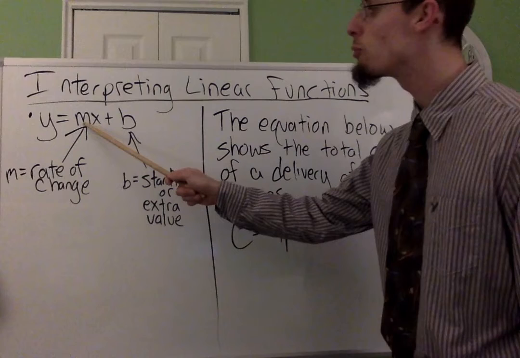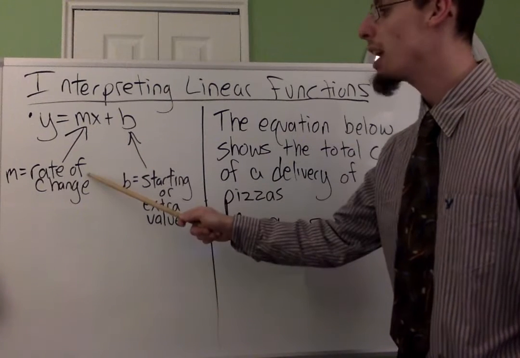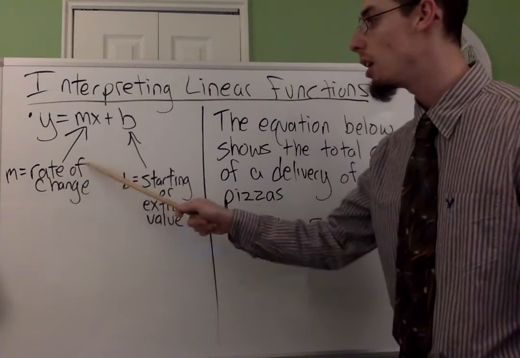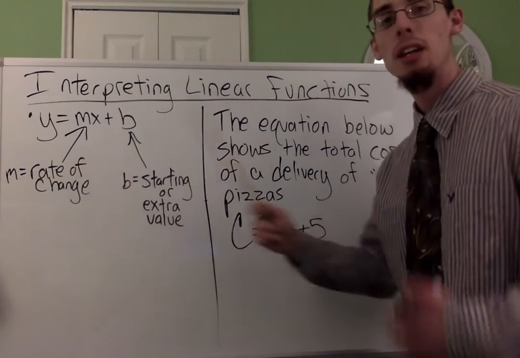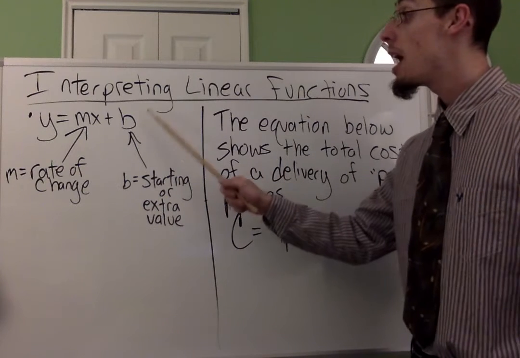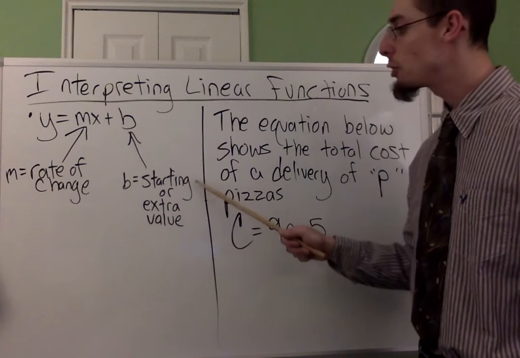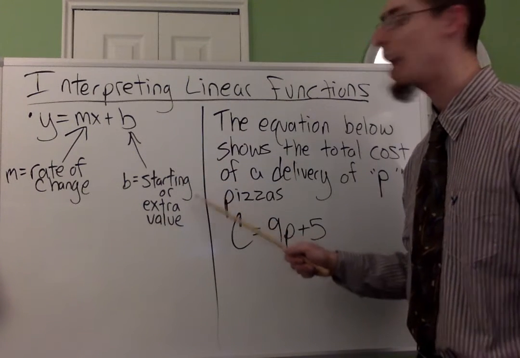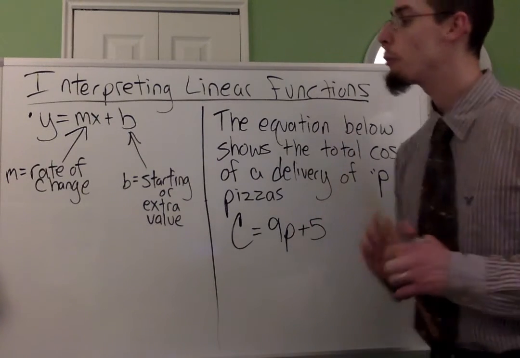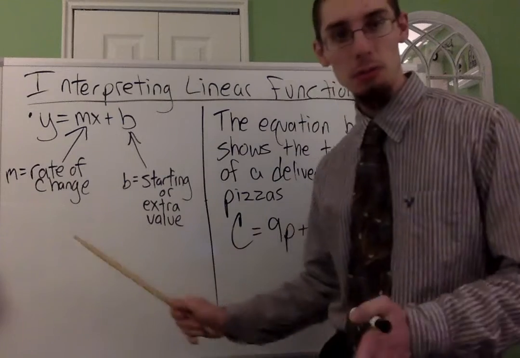Because what this m really means is the rate of change, right? The rate of change. So how something changes over time, right? And the b is your starting point or extra value. So first, let's go back to rate of change, right?